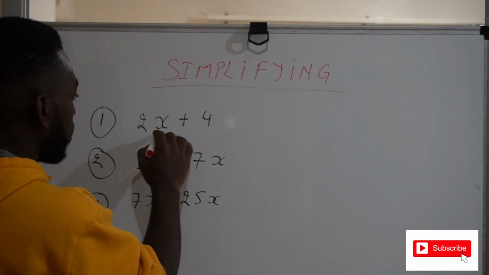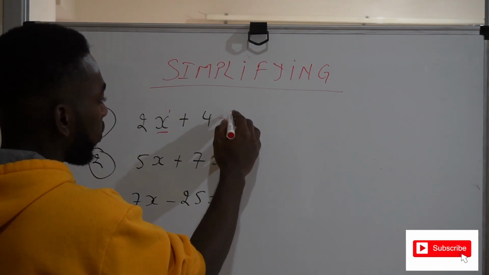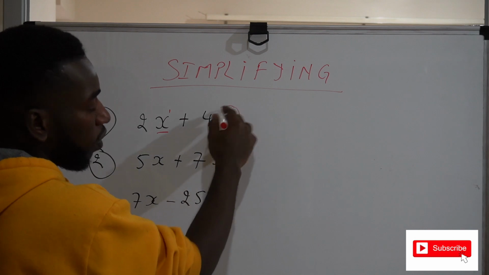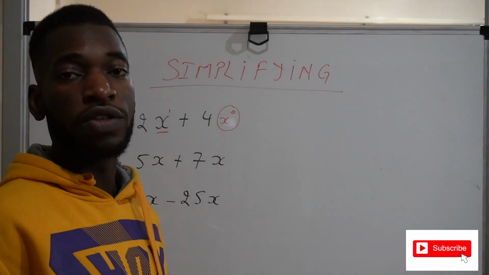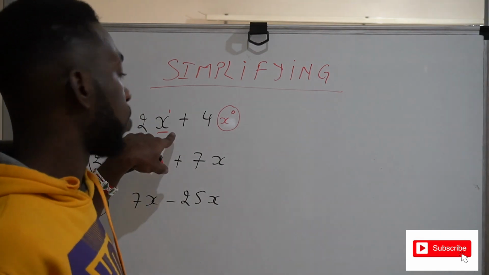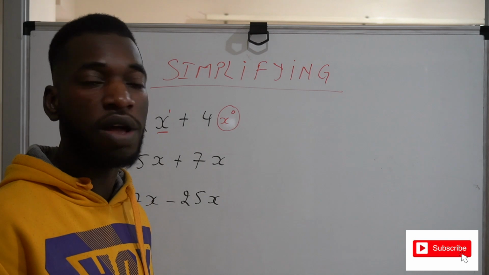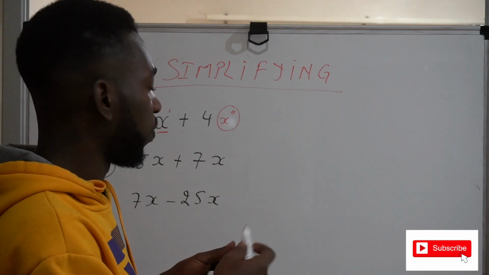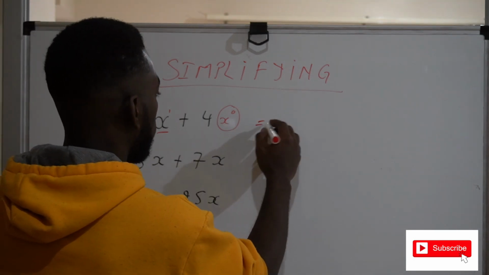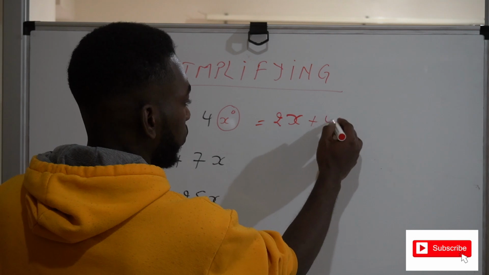Notice that here there is an x, so it's x to the power of 1. However, here x is to the power of 0, and anything to the power of 0 is just 1. So we don't really care about that. The reason is that these two terms are not the same. So therefore, we cannot simplify. We can't go any further. We can't do much to it, right? So basically, if you find this in the exam, just give them the answer as 2x plus 4.